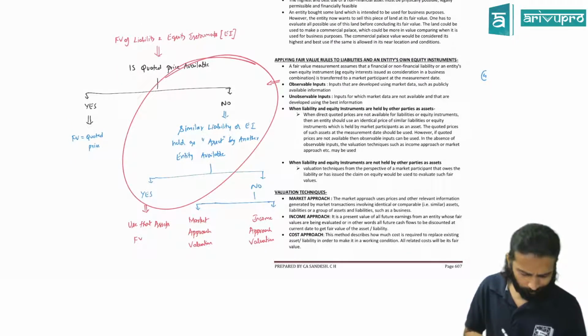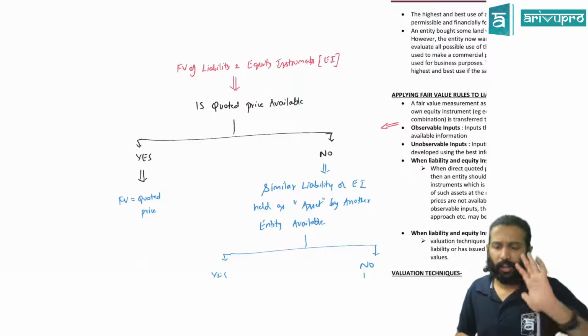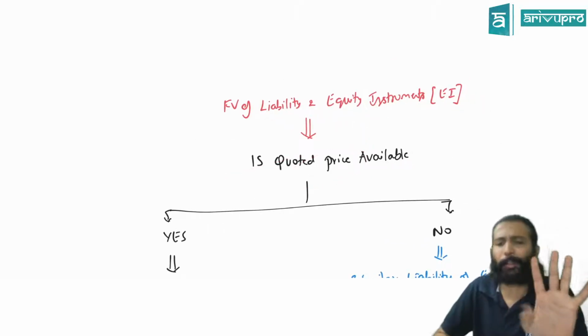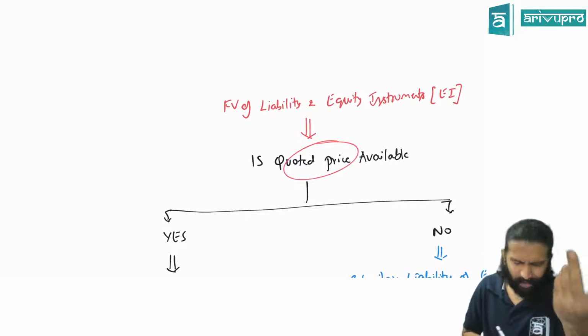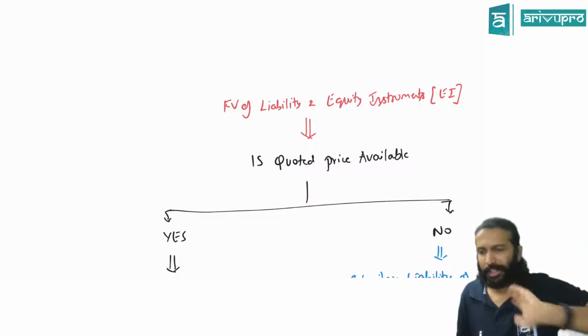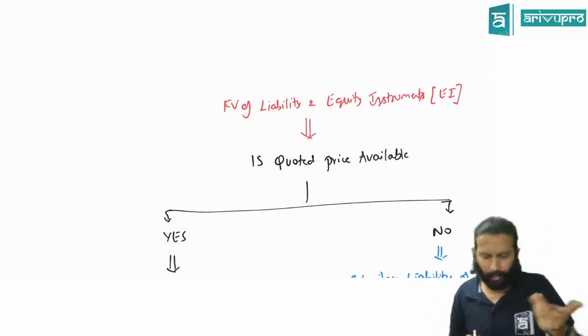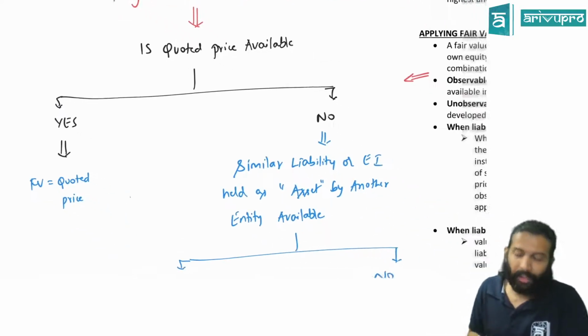Okay, simple. So what is the thumb rule, or a simple workflow, for this? If you're finding the fair value of a liability or equity instruments, the first check is whether a quoted price is available. Listed price available. If it is available, take that itself as fair value. Simple as that. Logical also, correct? Now why would you have to go somewhere else? When your company is listed, you can use the quoted price. If you're an unlisted company, then what do you do?